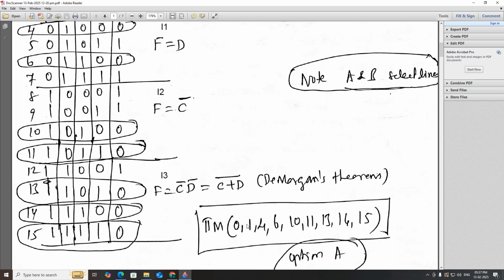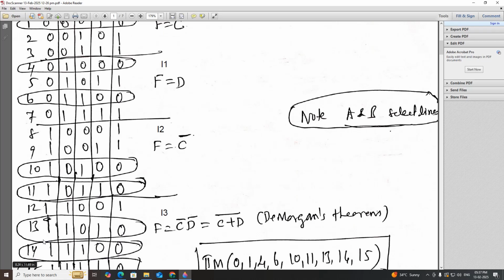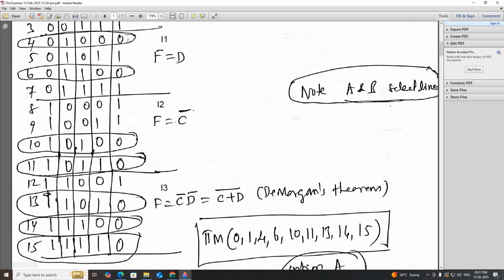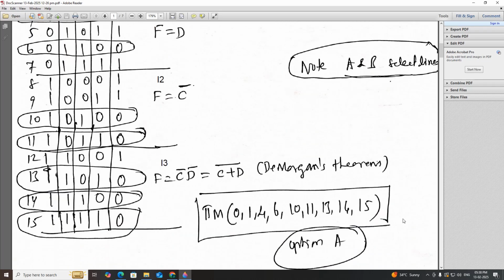So therefore 0 1 4 6 10 11 13 14 15, option A. So what we have taken here is 0 1 4 6 10 11 13 14 15. Only the serial numbers, or decimal numbers, with output 0 are considered. Option A.